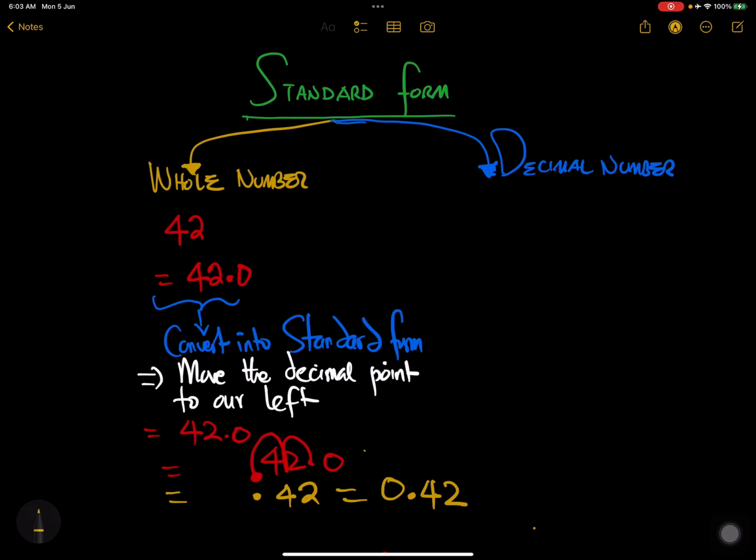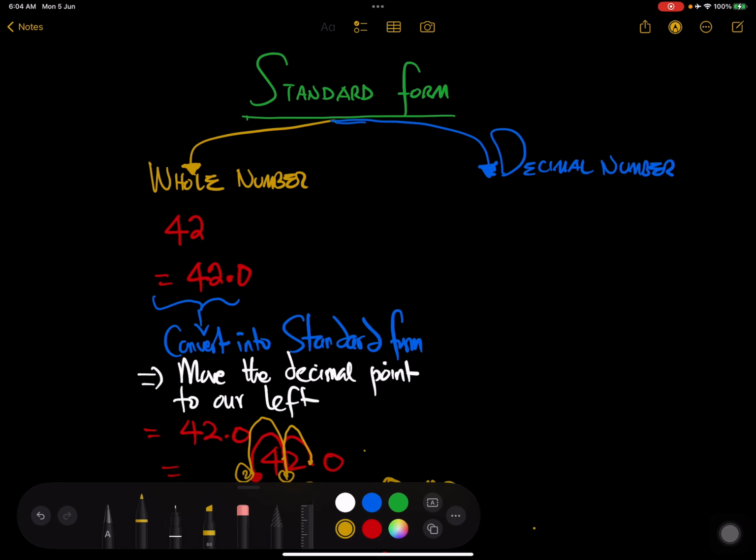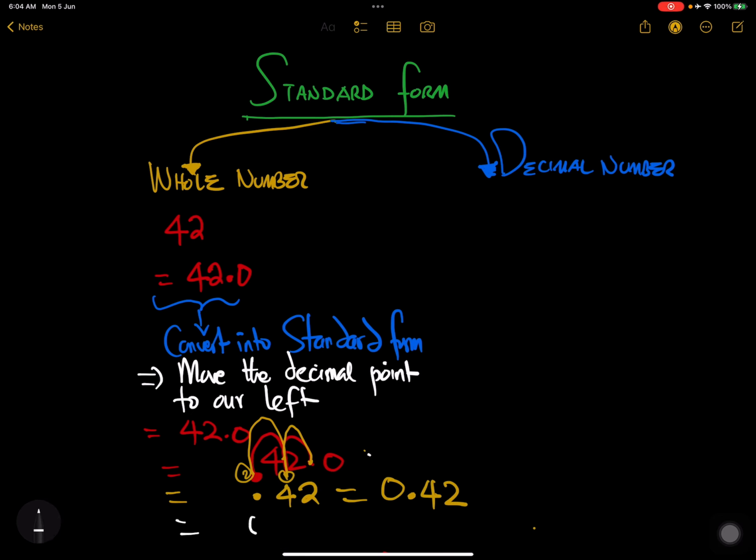Now remember, how many times did we move it? This was the first move, so this is 1. And then we did 2, which is 2. So we're going to multiply the 0.42 by 10 to the exponent of 2. Why did we do that? Because we moved it 2 times. Why not negative? It's not negative because it was a whole number. If it's a whole number, the exponent is not negative.